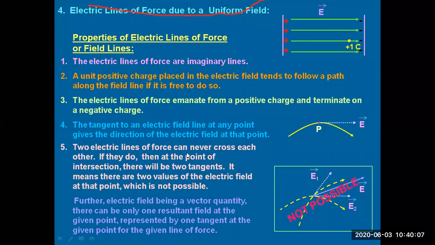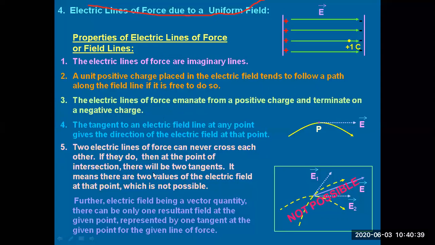So if two lines cross each other, we would get two tangents, which is not possible. So you have to keep in mind the fifth point. Two electric lines of force can never cross each other or intersect each other. You should also remember electric field is a vector quantity. There can be only one resultant field at a given point, and that has to be represented by the line which is given to you.